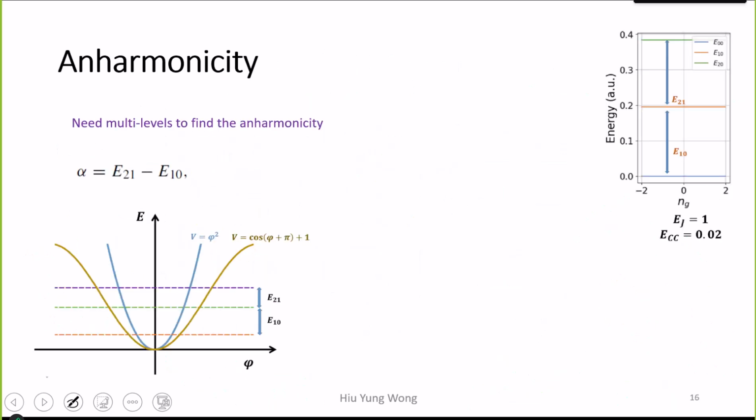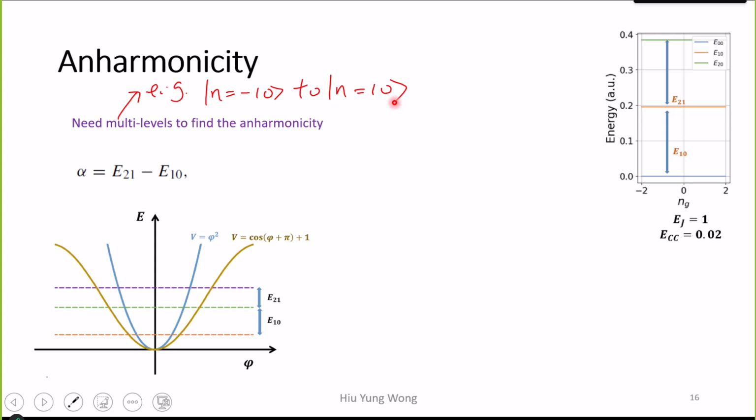Then I want to introduce anharmonicity. We never tried to do this because in order to find the anharmonicity, we need to solve many levels. Many levels means, let's say, multiple levels. For example, from small n equal to negative 10 to small n equal to 10. Okay?